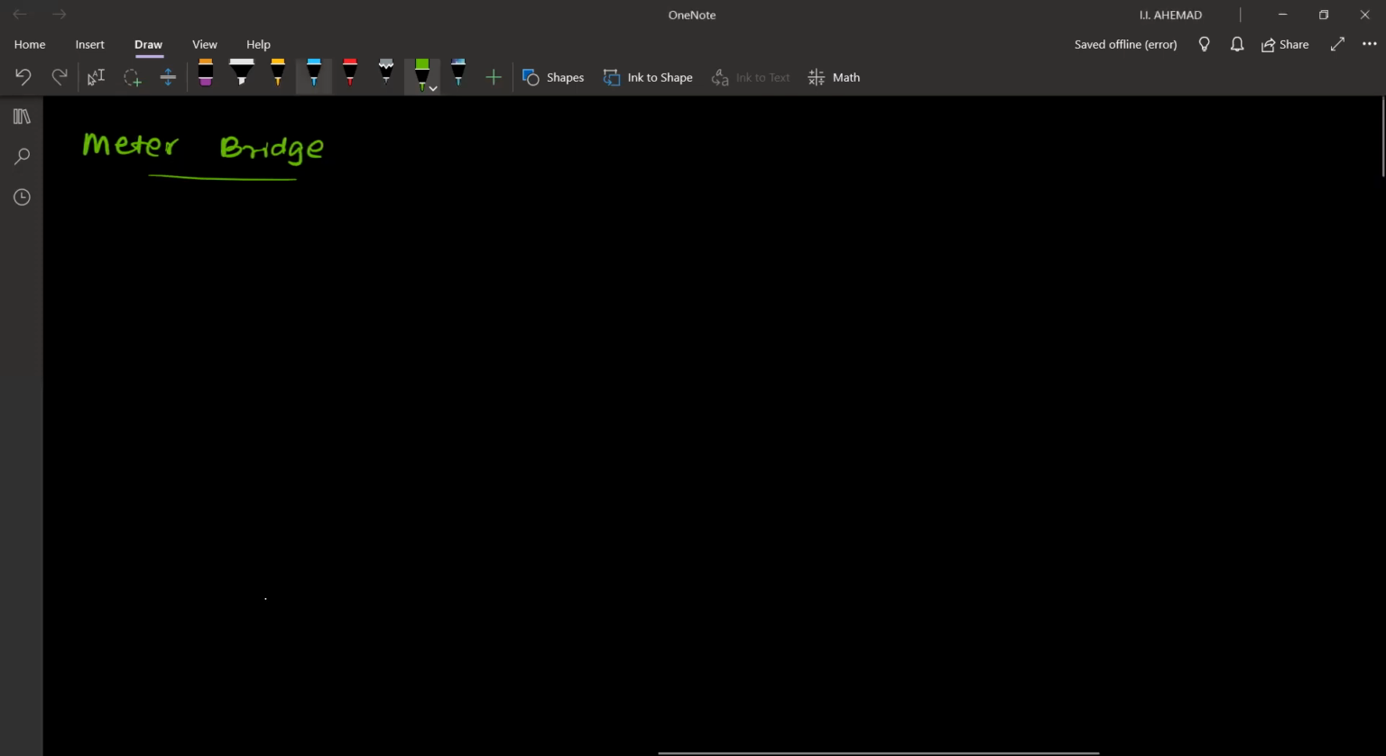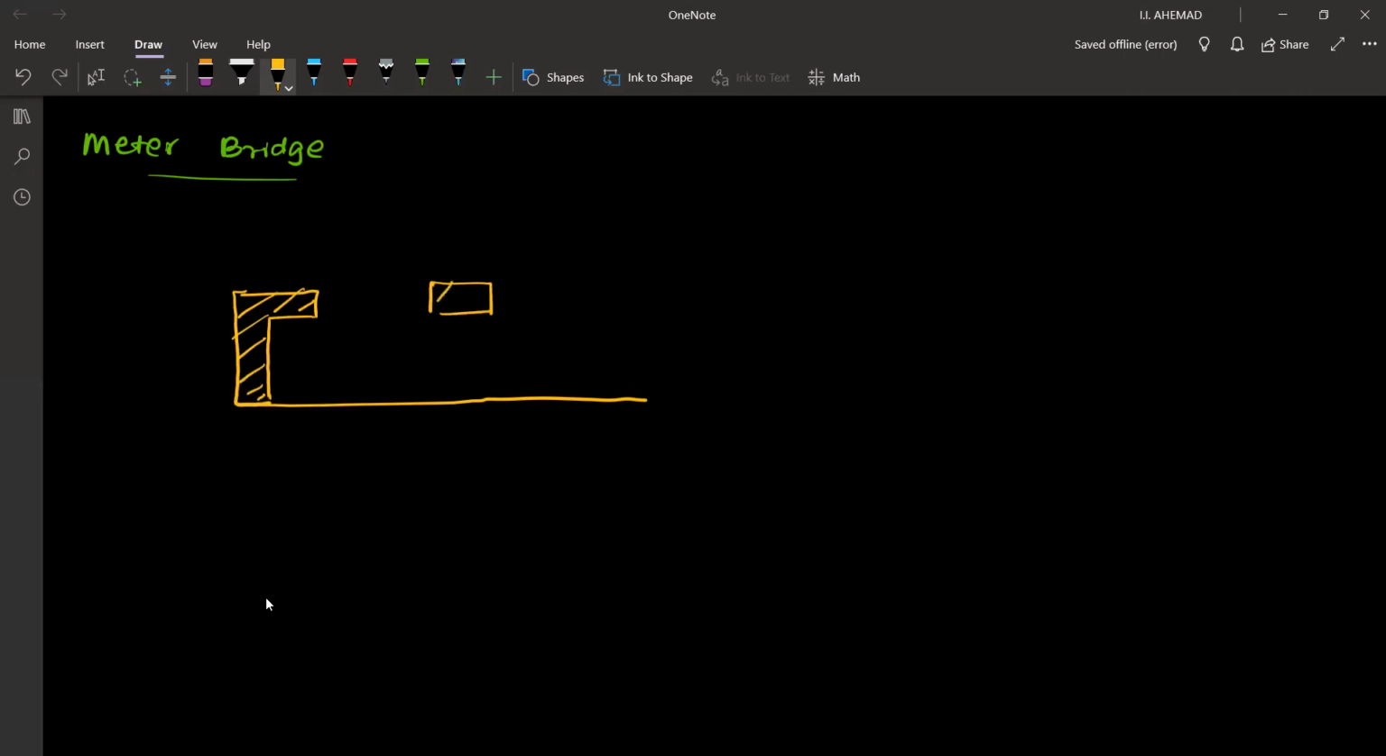Meter bridge. In the meter bridge, we use the same concept of the Wheatstone bridge. So here, we have a 1 meter long wire. To this 1 meter long wire, we connect a very thick strip of conductor. Here also we have a thick strip of conductor, and at this edge we have another thick strip of conductor.